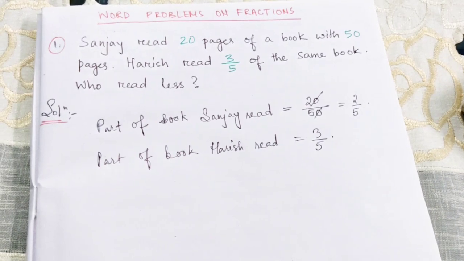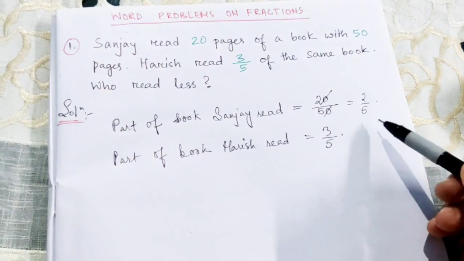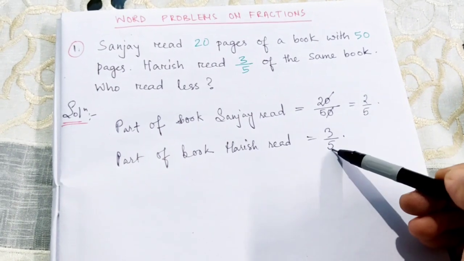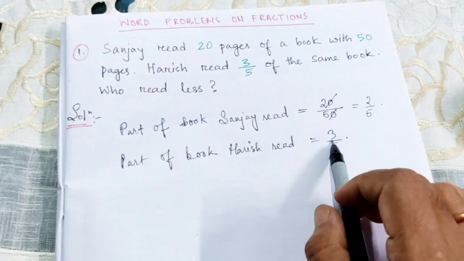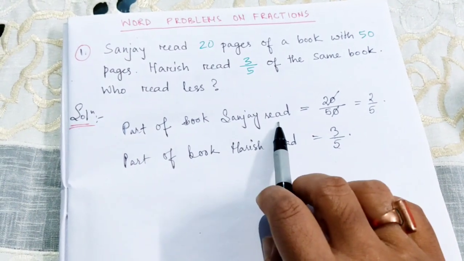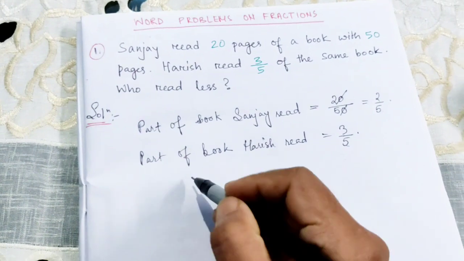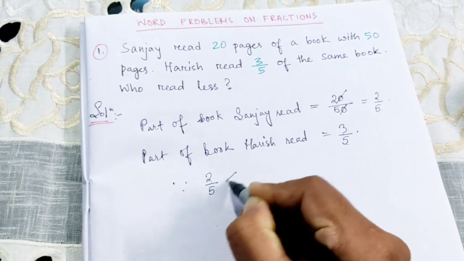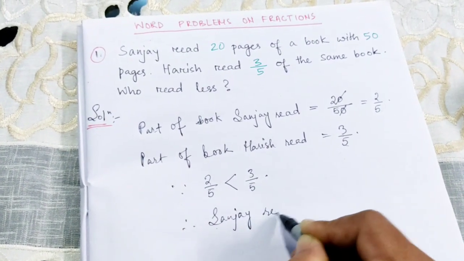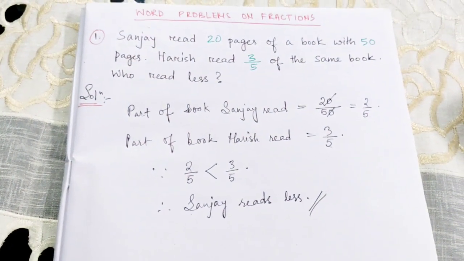Now you will have to compare who read less. So you will have to compare these two fractions. If you compare these two fractions, you can see the denominator is the same. As the denominator is the same, you can compare by looking at the numerator only. In Harish's part it is 3 by 5, that means 3 out of 5, and in Sanjay's part it is only 2 out of 5. That means who read less? Sanjay read less. Since 2 by 5 is less than 3 by 5, therefore Sanjay reads less. So like this you can do this type of questions.